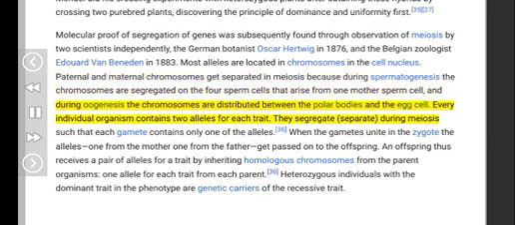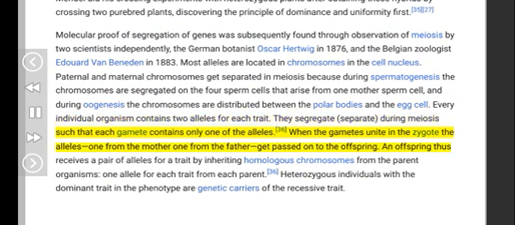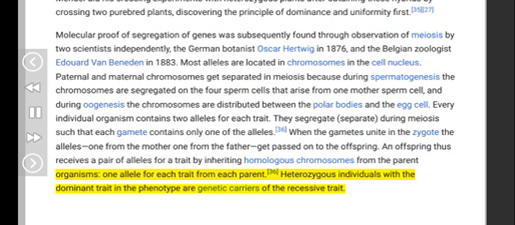Every individual organism contains two alleles for each trait. They segregate separately during meiosis such that each gamete contains only one of the alleles. When the gametes unite in the zygote, the alleles, one from the mother, one from the father, get passed on to the offspring. Offspring thus receive a pair of alleles for a trait by inheriting homologous chromosomes from the parent organisms, one allele for each trait from each parent. Heterozygous individuals with the dominant trait in the phenotype are genetic carriers of the recessive trait.